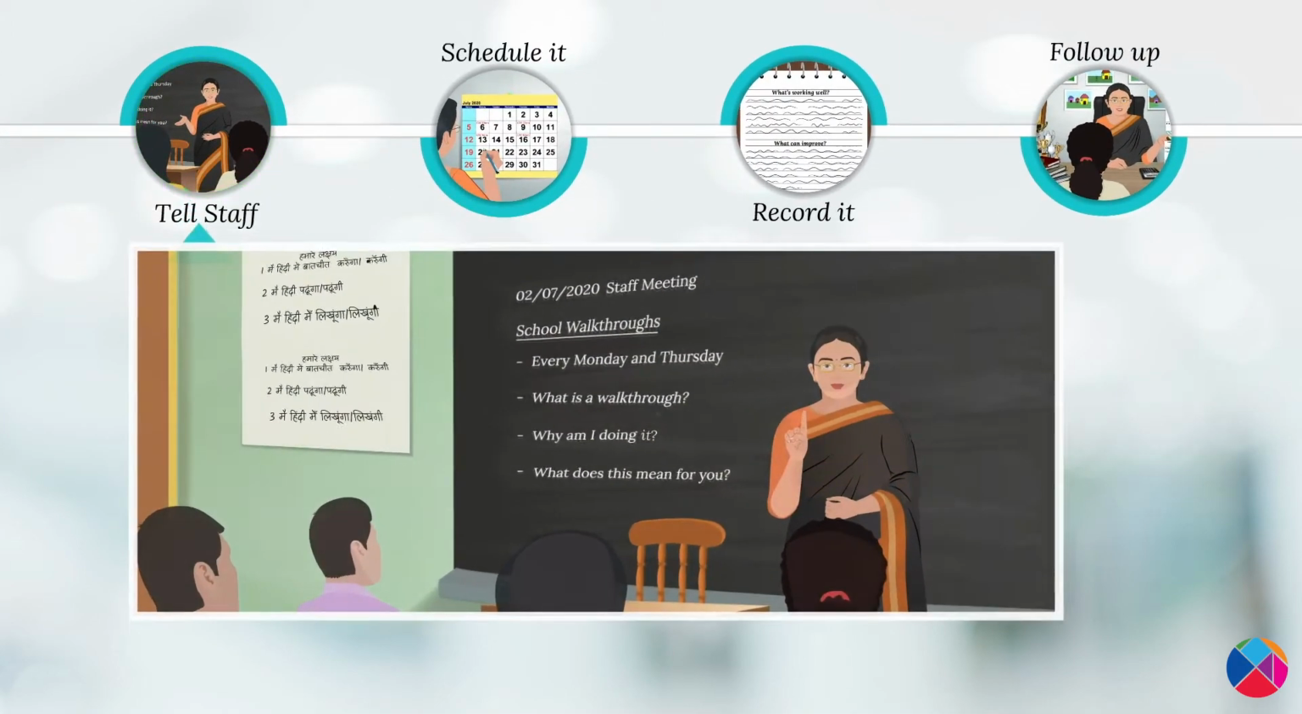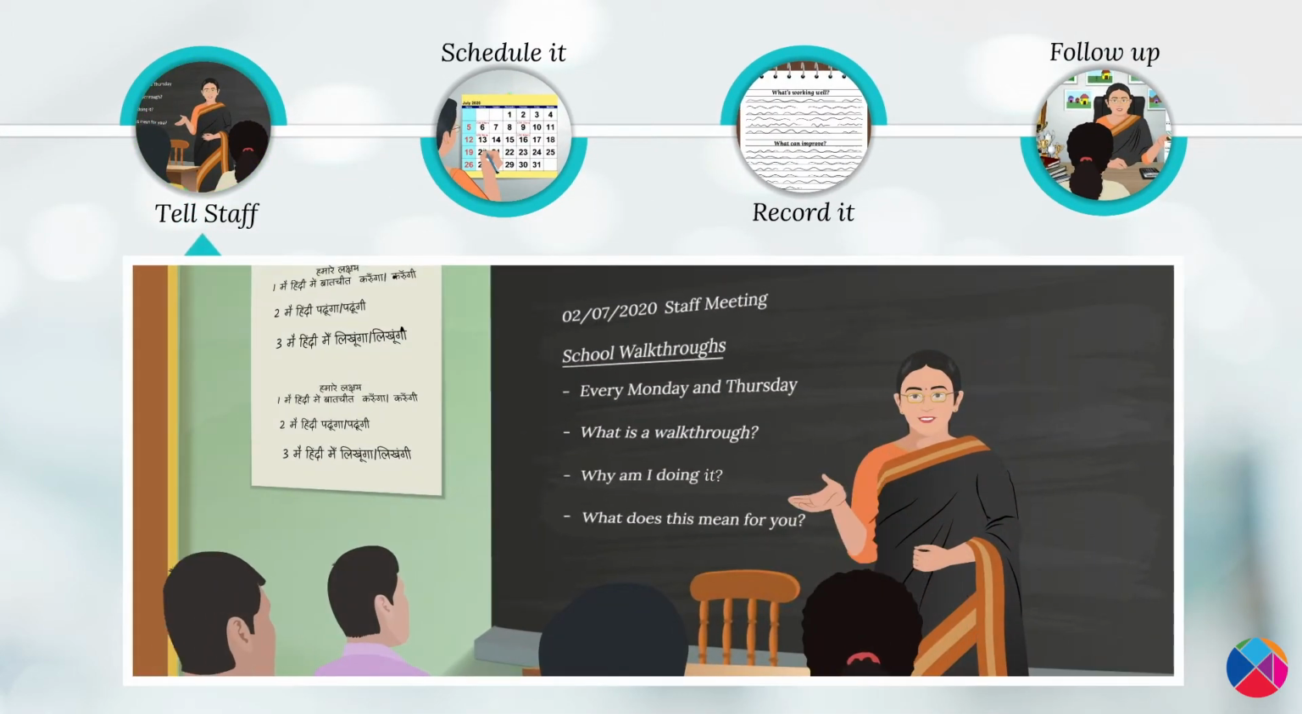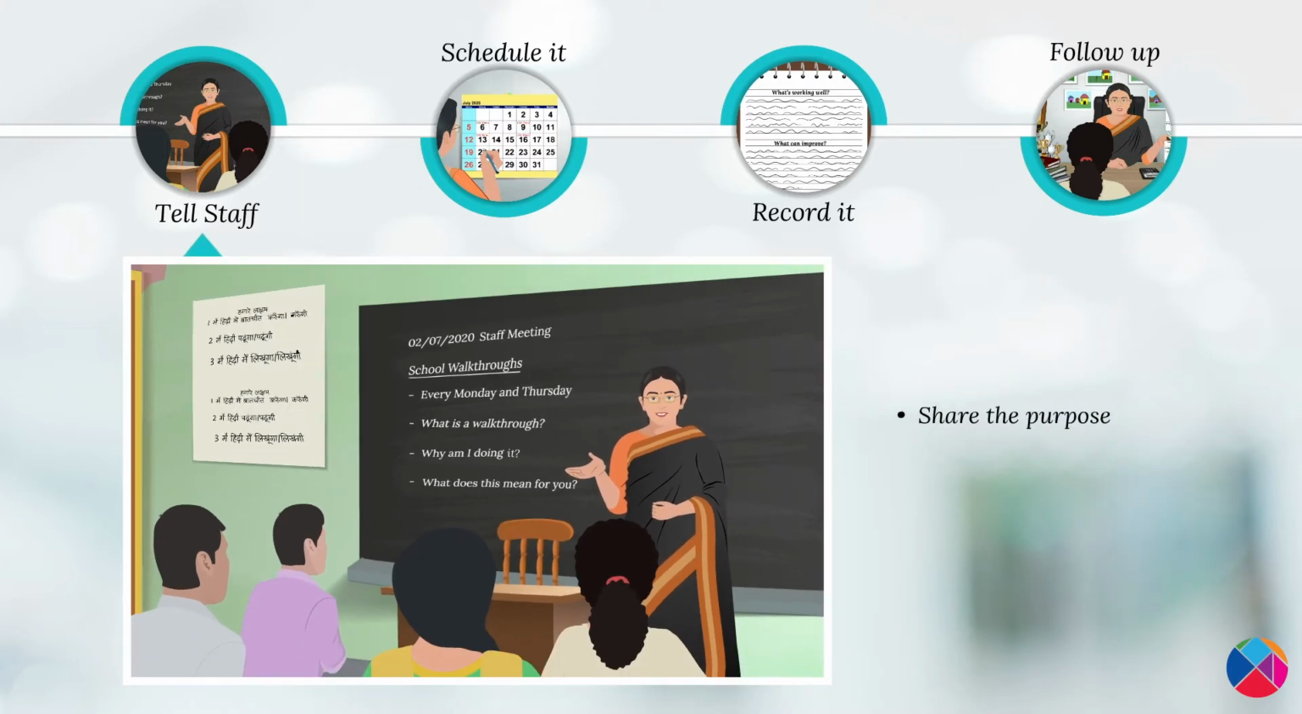It's important that our staff understands what we are doing and why. We need to explain how walkthroughs are about getting an overall idea of the issues, not about evaluating individuals. We need not share the exact time, but could share which days we plan to do it. We should also explain that we will share some feedback afterwards, but it will be short.